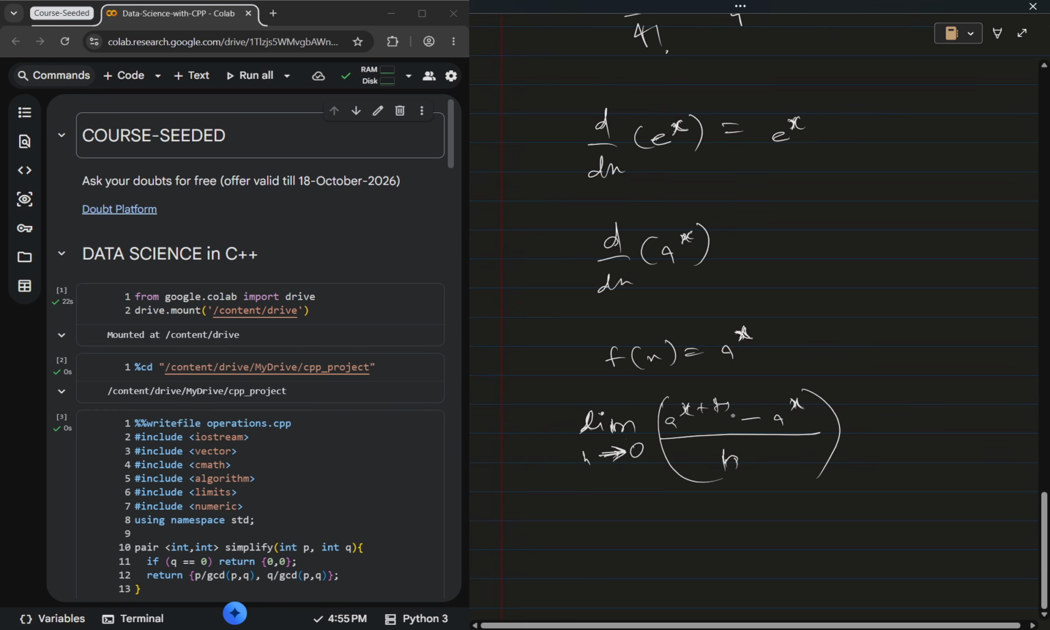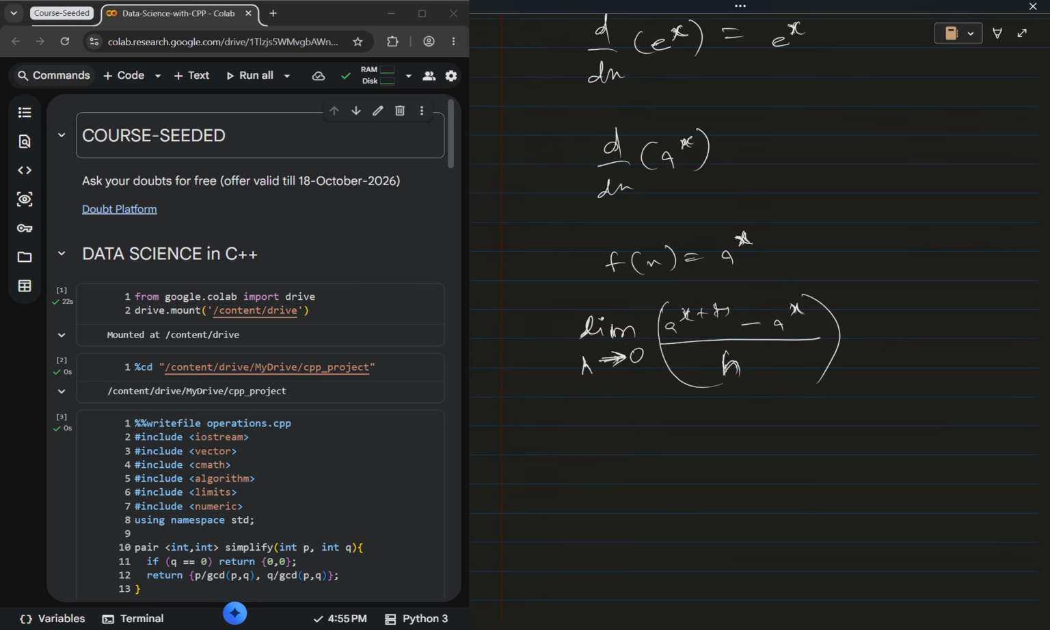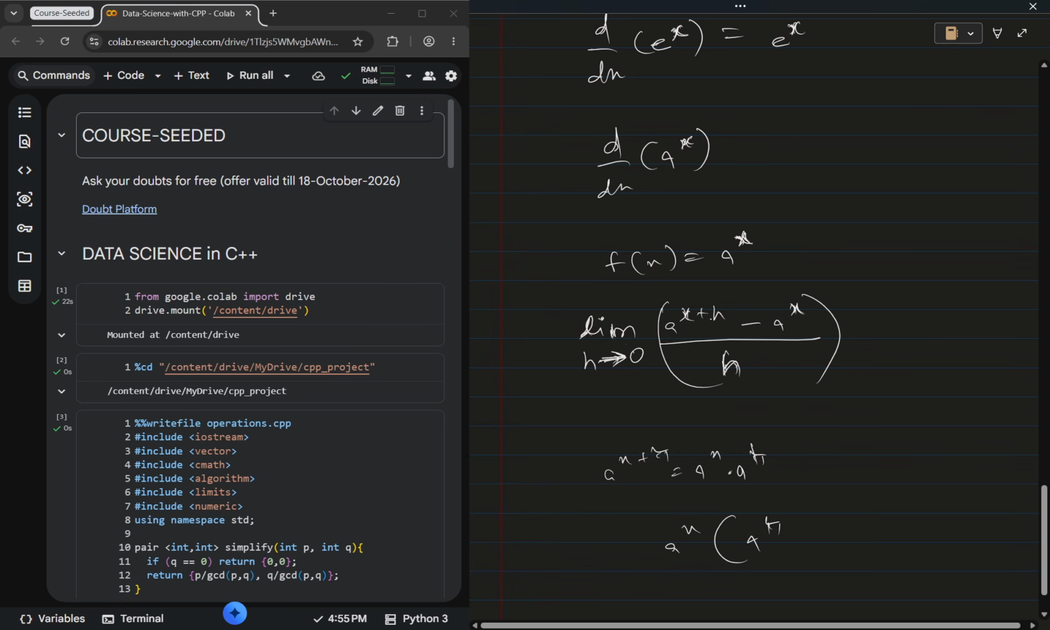So we have this (a to the power x plus h minus a to the power x) by h. Instead of h, let's write delta x, because h was basically what we used to write for minute changes. But let's leave it at h only for now. Obviously, a to the power x plus h is equal to a to the power x times a to the power h. So you can directly write a to the power x times (a to the power h minus 1) divided by h, limit h tending to 0.